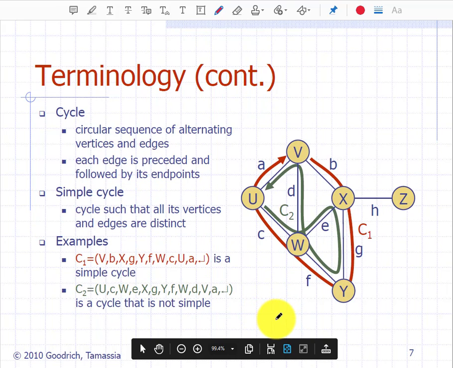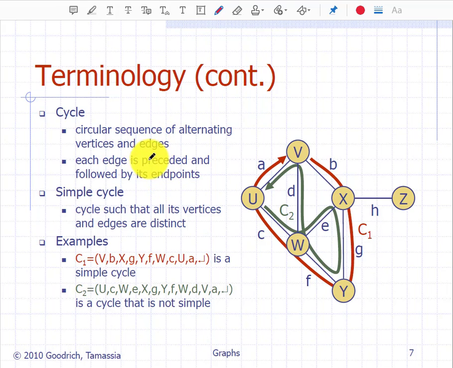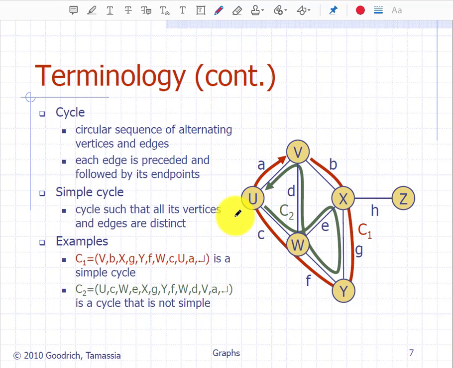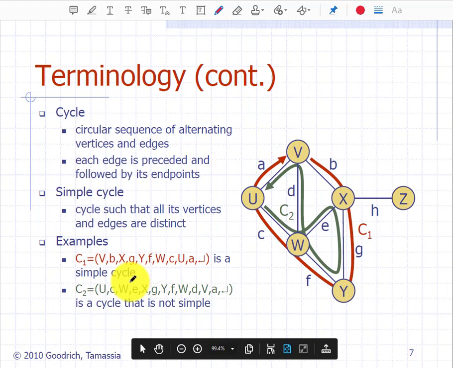This brings us to the next definition, a cycle. We know what a path is. A cycle is when we have a circular sequence of alternating vertices and edges. This C1 is an example of a cycle. Here we have V, go into X, go into Y, go into W, go into U, go into V. And then we're going back again to X, Y, W, U, V, and so on. This is a cycle. We have simple cycles like this with no repeating terms, and we have cycles that are not simple, and as you can guess, we have ones that repeat.